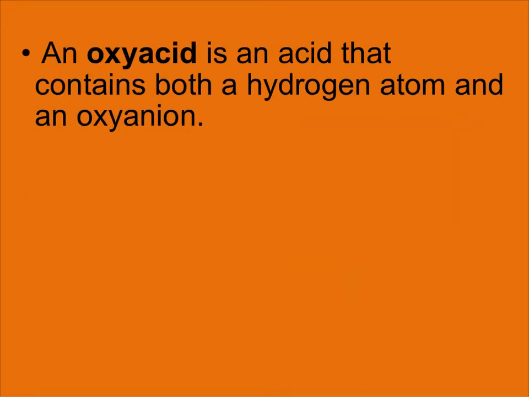Oxyacid, the other type of acid, is an acid that contains both a hydrogen atom and an oxyanion. So if you remember, oxyanions have at least one oxygen attached to another element.